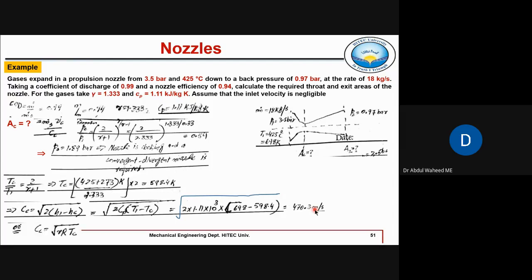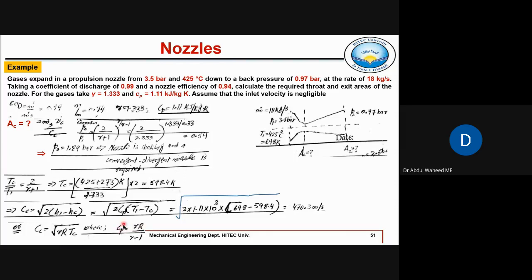Now we can also find out the same CC using that equation, square root of gamma R T critical. So we can use either this equation or this equation. Both will give the same answer. But for using this equation, we need to find out R also, which we can find when gamma and Cp are known.